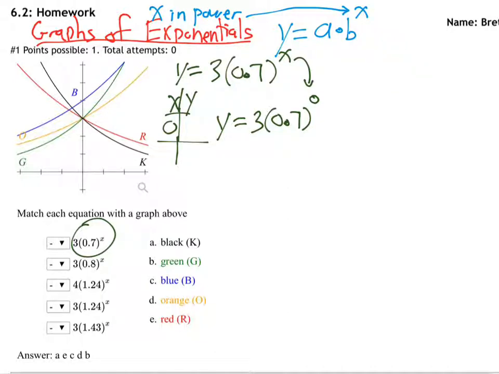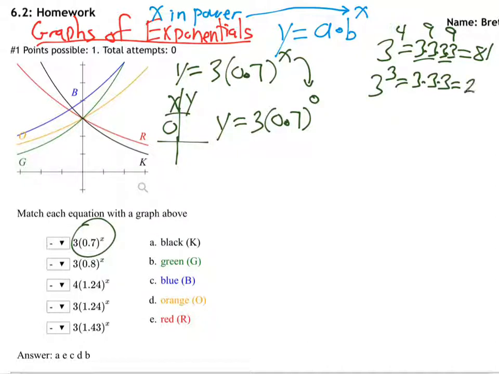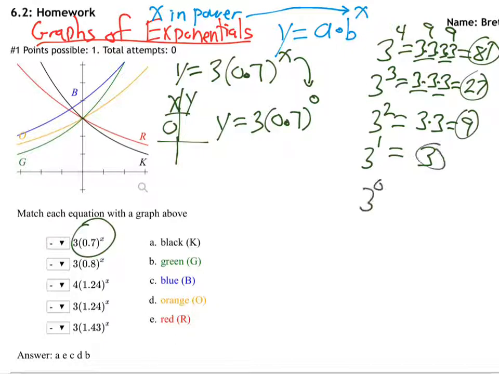Let's start with 3. How about we had 3 to the 4th power? That means 3 times 3 times 3 times 3, which is equal to 81, because it's 9 times 9. What's 3 to the 3rd power? It's 3 3's multiplied together, which is 27. What's 3 to the 2nd power? It's just 2 3's multiplied together, which is 9. What's 3 to the 1st power? It's just 1 3.